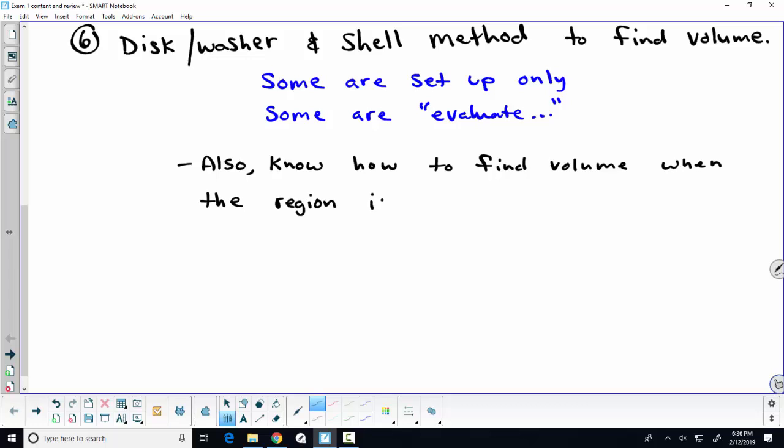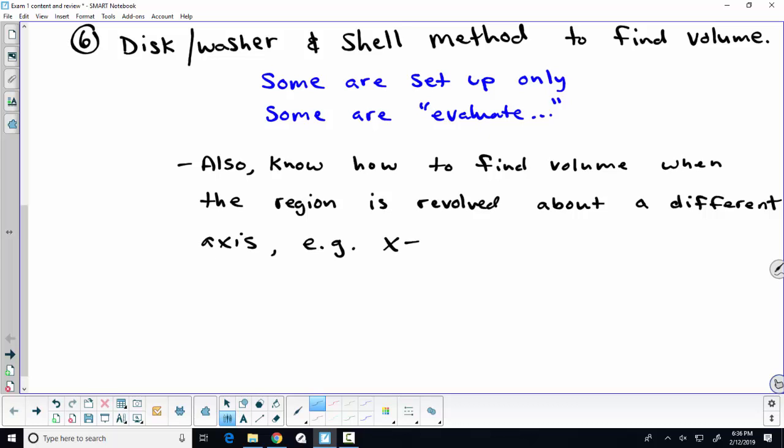When the region is revolved around a different axis, you know, whatever, like revolve that around x equals -2, or revolve it around y equals 5.